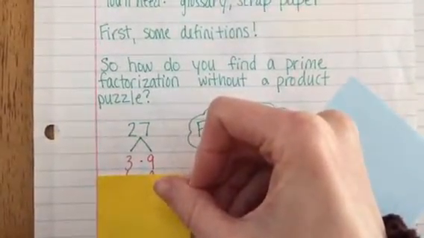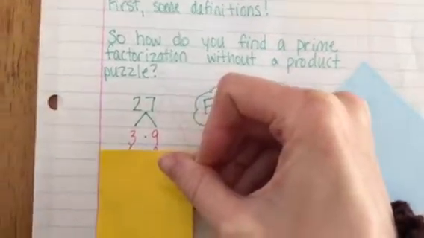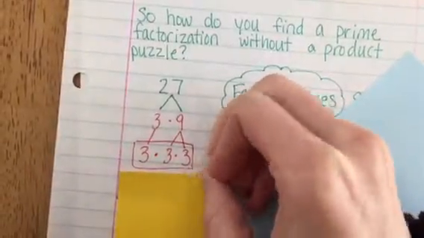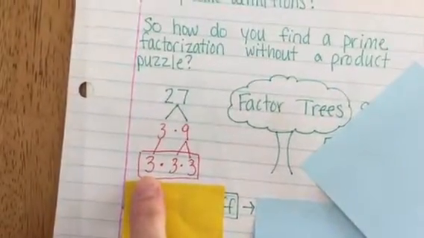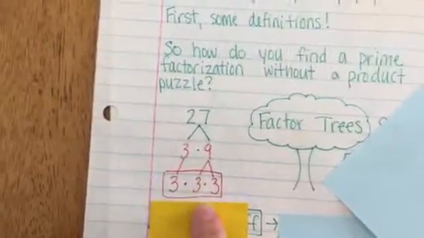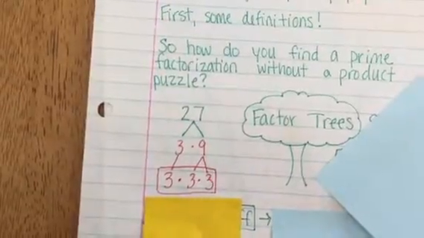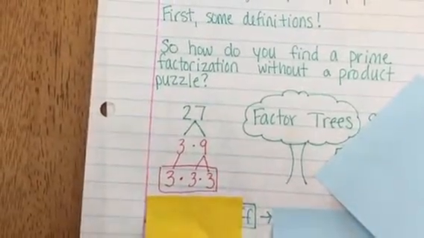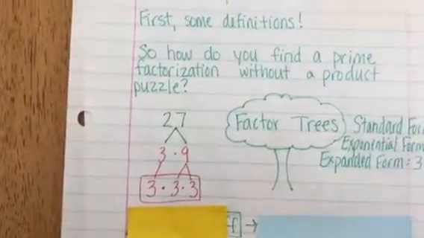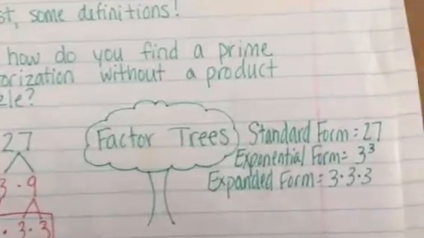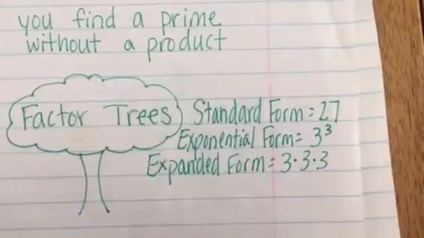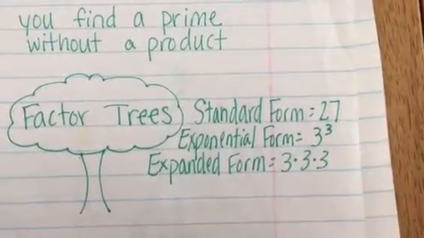Then you're going to take each of those factors and break them down even farther. So 3 is already prime. I'm going to leave 3 as it is. And 9 can be broken down into 3 times 3. 3 is a prime number, so this is as far as we can go in a prime factorization, and that right there is the prime factorization for the number 27. So just to review, in standard form, that number is 27. In exponential form, it's 3 to the third. And in expanded form, it's 3 times 3 times 3.